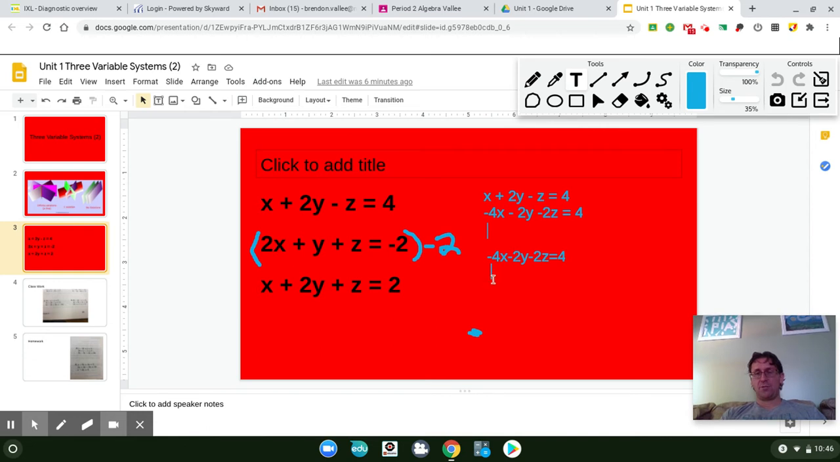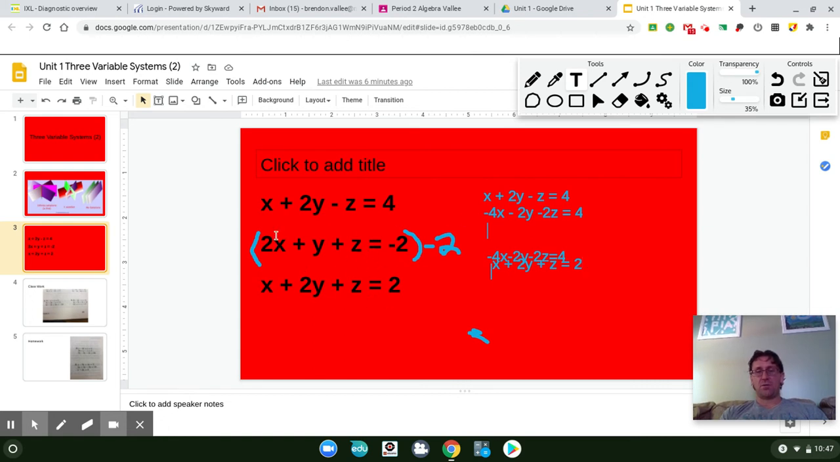And then I'm going to rewrite this bottom row: x plus 2y plus z equals 2. So nothing changed with this bottom row. Sorry for the mess here.